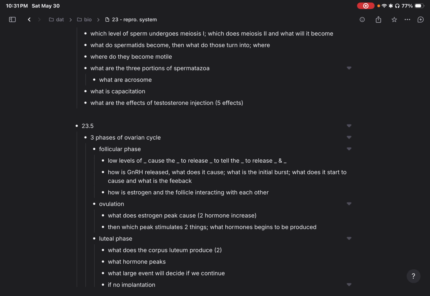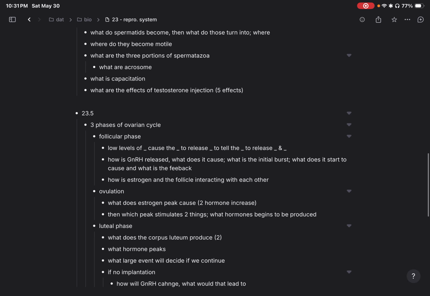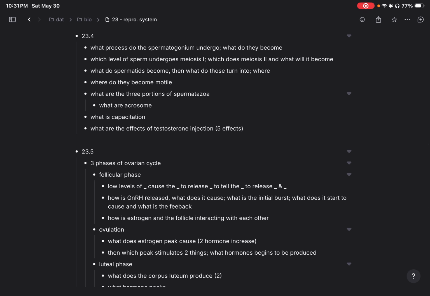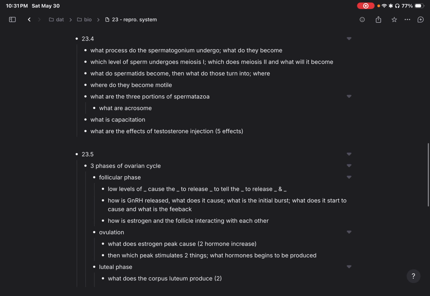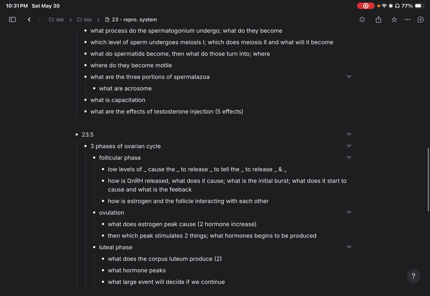Then those are going to differentiate into the spermatozoa. What is going on, bro? What do those turn into? Spermatids continue anatomic development into spermatozoa. Spermatozoa are then released to the epididymis, and they become motile. So they become motile in the epididymis. So what are the 3 portions of spermatozoa? There's the head portion, the middle portion, and the tail portion. The tail portion is the flagellum, which is used for mobility.